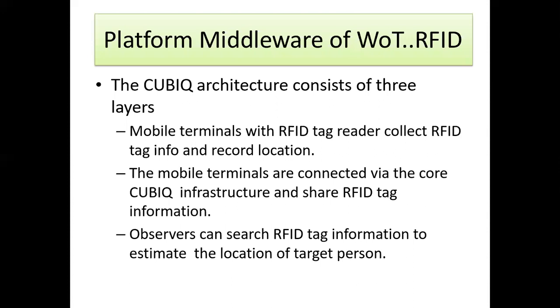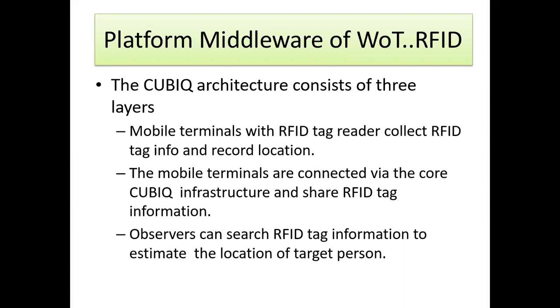Okay, with the RFID tag reader, the RFID tag information is recorded by the mobile terminals with RFID readers, and it also stores the location-based data. Then the mobile terminals are connected via cubic architecture, which can share data of other RFID devices that are read by other terminals. That means it shares the data among other terminals.